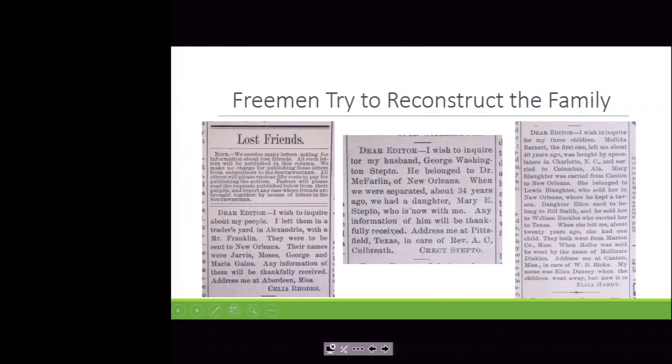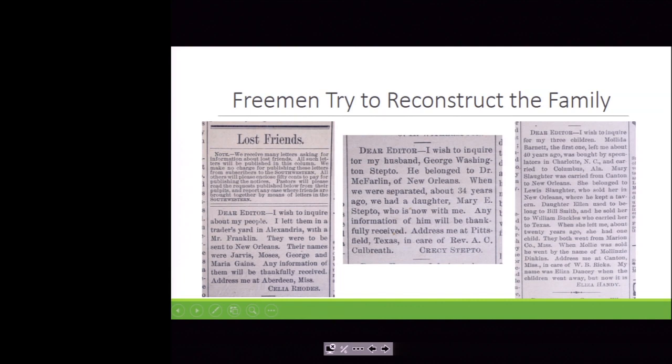So let's keep reading this newspaper ad. Someone wrote into this newspaper trying to find her family. It says, "Dear editor, I wish to inquire about my people. I left them in a trader's yard in Alexandria with a Mr. Franklin. They were to be sent to New Orleans. Their names were Jarvis, Moses, George, and Maria Gaines. Any information of them will be thankfully received. Address me in Aberdeen, Mississippi. Signed, Cecilia Rhodes." Okay, so why is this important?